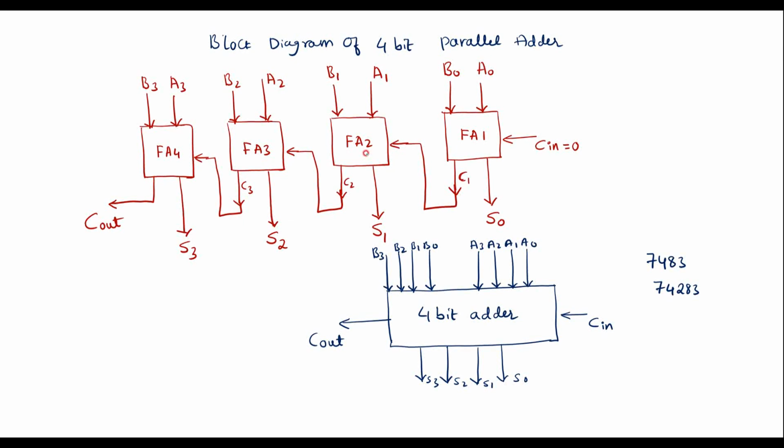So once it receives the C1 carry output of the previous stage, it will add B1 with A1 along with the carry and produce the sum S1. In that case, FA3, that is the third full adder, is idle. It will not produce the output S2 until it receives the carry from the previous stage. So in case of 4-bit parallel adder, the propagation delay will be more.